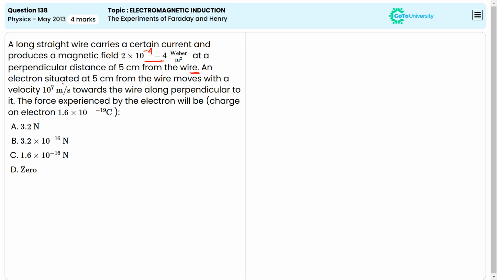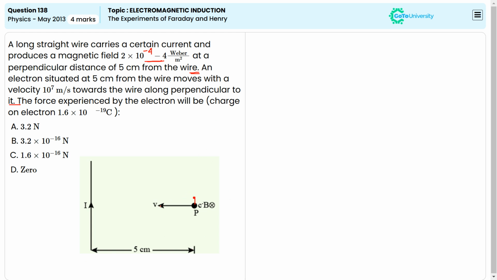An electron situated at 5 centimeter from the wire moves with a velocity of 10^7 meters per second towards the wire along a perpendicular to it. That means one wire is there, and the distance is equal to 5 centimeter. This is the electron. It is situated 5 centimeter from the wire.